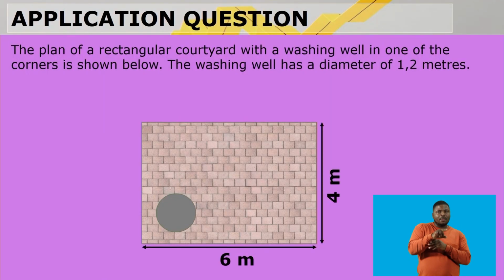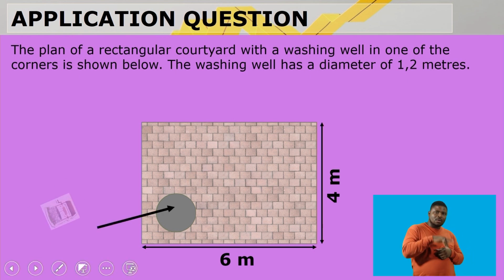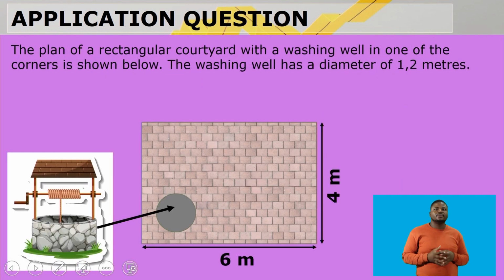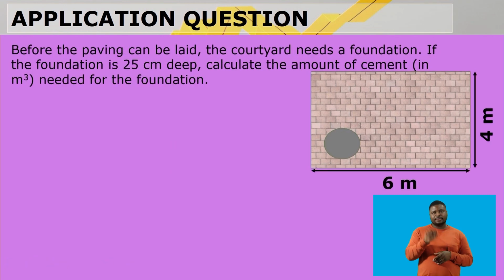Now, the plan of a rectangular courtyard with a washing well in one of the corners is shown below. The washing well has a diameter of 1.2 meters. So they give us the pavement, that is a rectangle, and then the washing well in the corner. That is the washing well, and it's got a diameter of 1.2 meters. Before the paving can be laid, the courtyard needs a foundation.